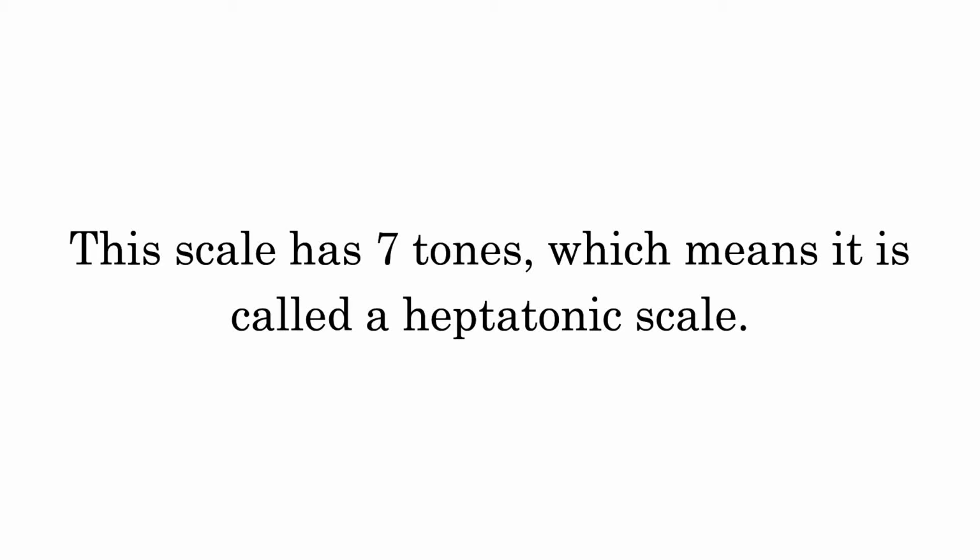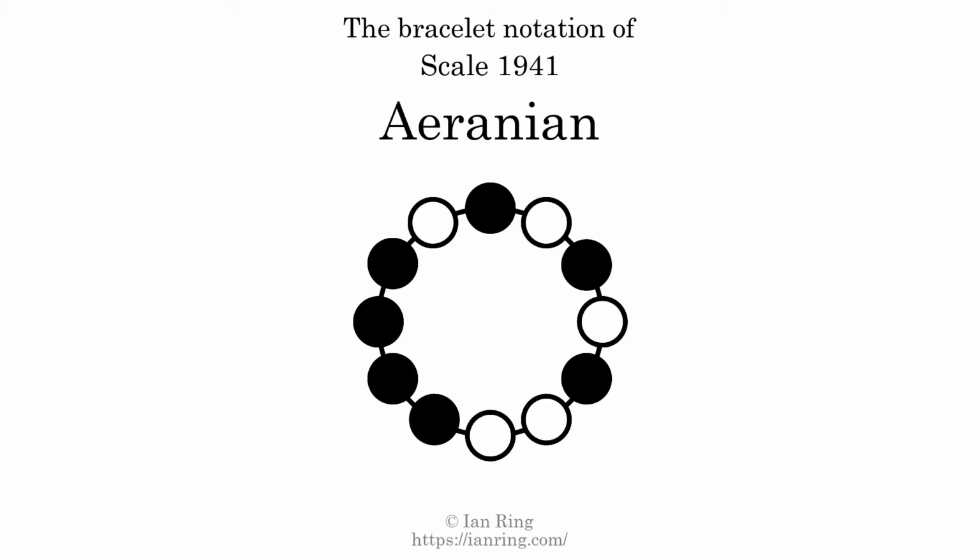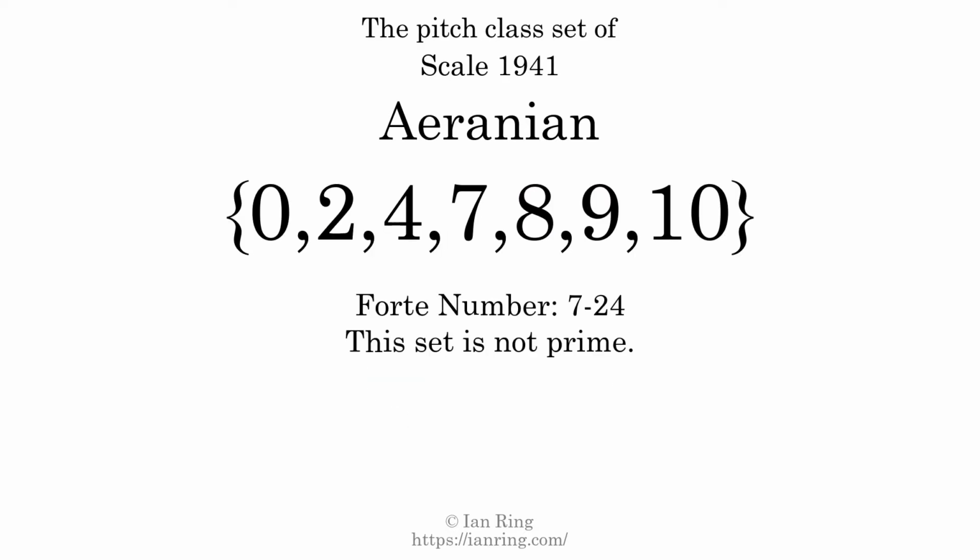This scale has 7 tones, which means it is called a heptatonic scale. This is a bracelet notation diagram of scale 1941. The shaded circles represent tones that appear in the scale, and they are read clockwise, starting at the top. The pitch class set for this scale is 0, 2, 4, 7, 8, 9, 10.